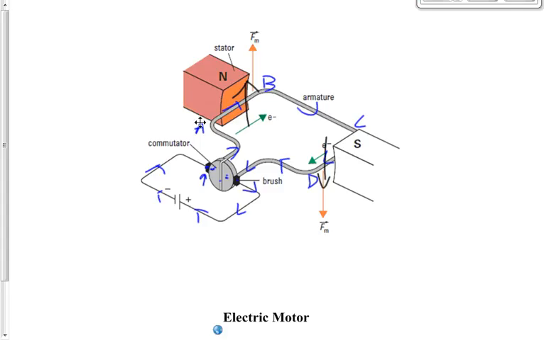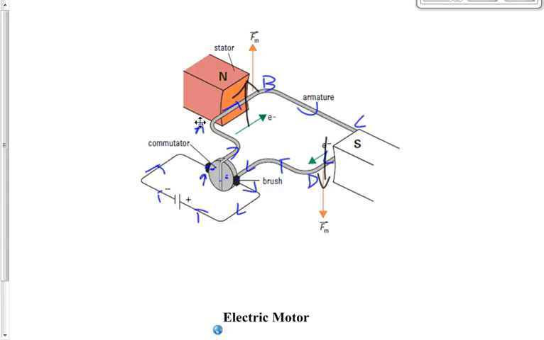What's that going to cause? What's going to happen as a result of that upward force on AB and the downward force on CD? It's going to cause AB to go up, and it's going to cause CD to go down. Make sense? So it's just spun 1/4 of a revolution.